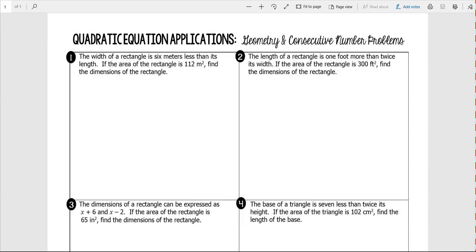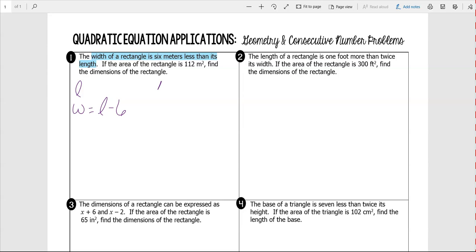It says the width of a rectangle is 6 meters less than its length. Okay, so it's really important that you pay attention to what's going on here. The width of a rectangle is 6 meters less than its length. So what we need to do is write two expressions. If L is length, width equals length minus 6 meters. So it's 6 meters less than the length, so the length minus 6. And length is just the length right now.